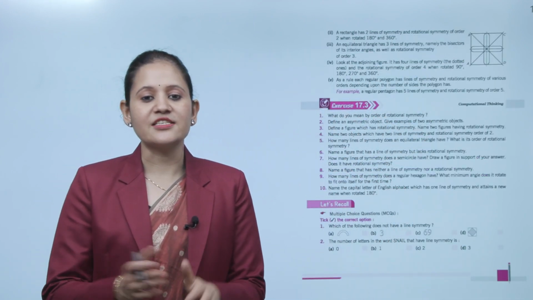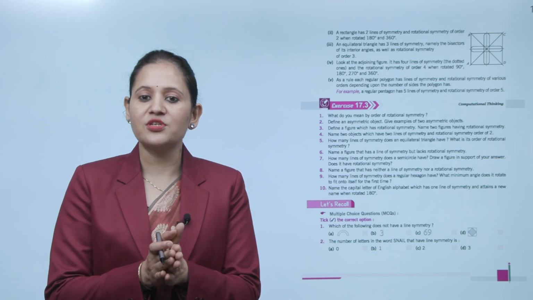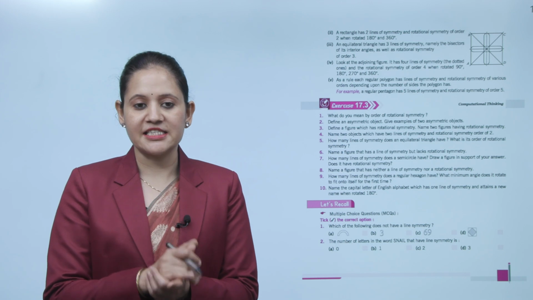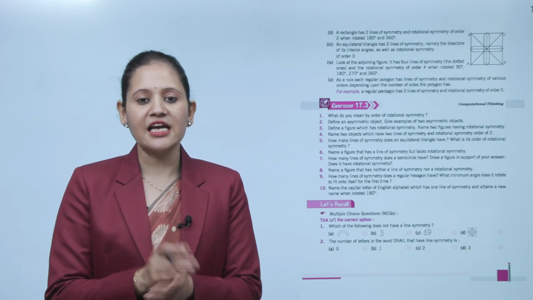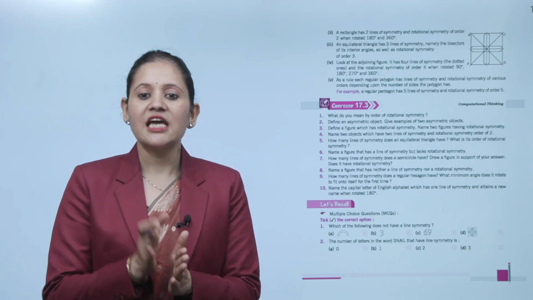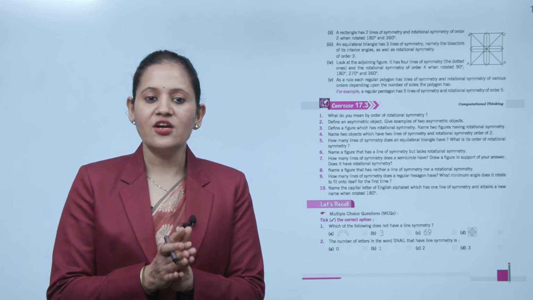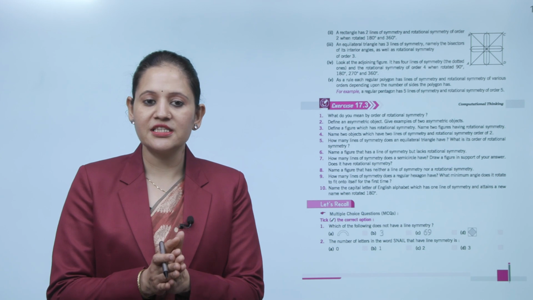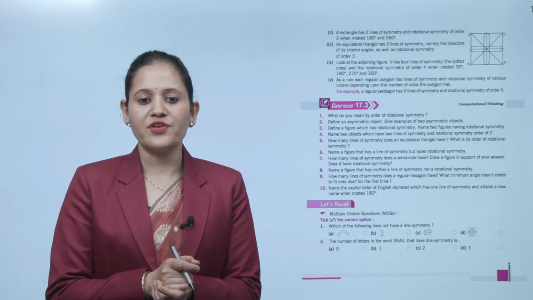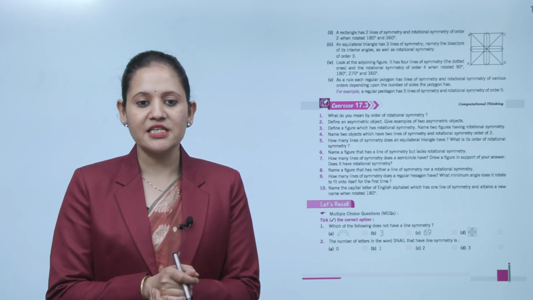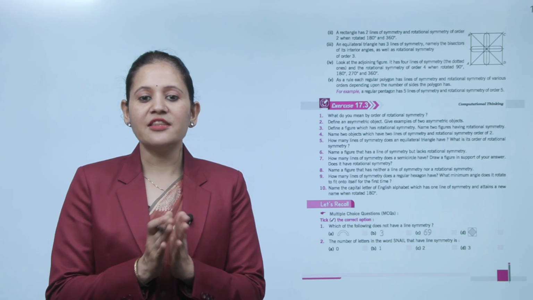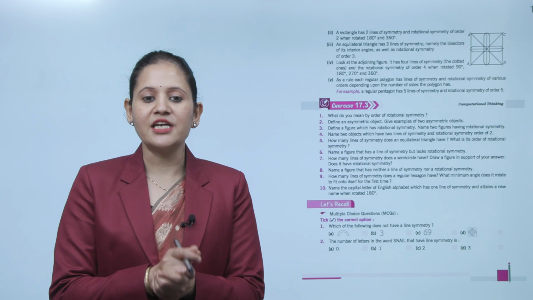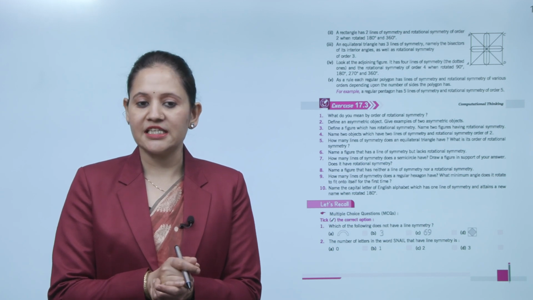A rectangle has 2 lines of symmetry and the rotational symmetry of order 2 when rotate 180 degree and 360 degree. An equilateral triangle has 3 lines of symmetry, namely the bisector of its interior angle as well as the rotational symmetry of order 3. Look at the adjoining figure. It has 4 lines of symmetry, the dotted one, and the rotational symmetry of order 4 when rotated 90 degree, 180 degree, 270 degree and 360 degree.